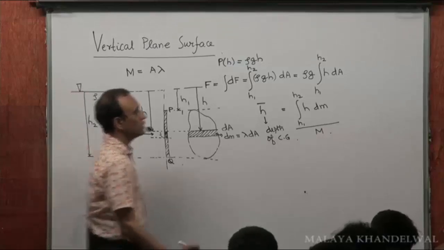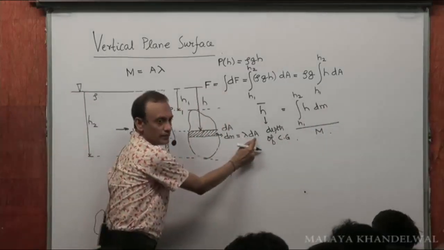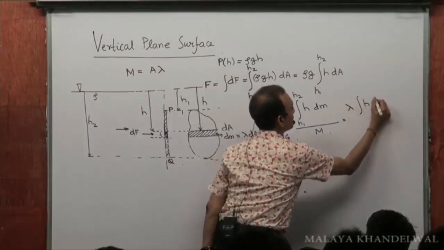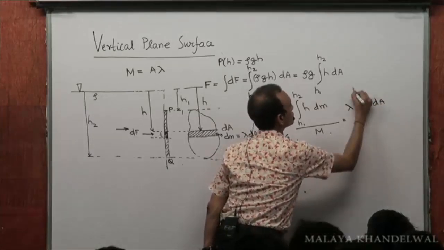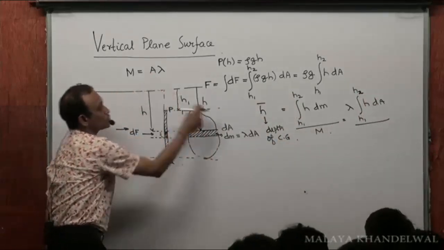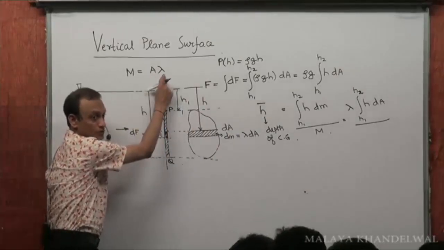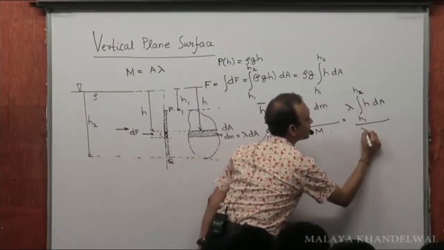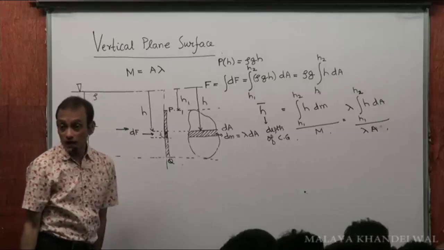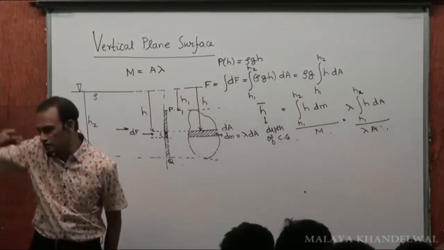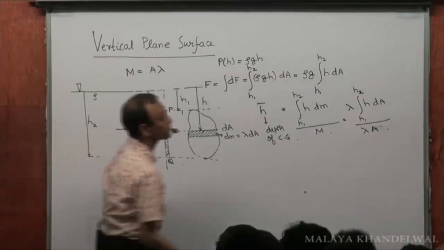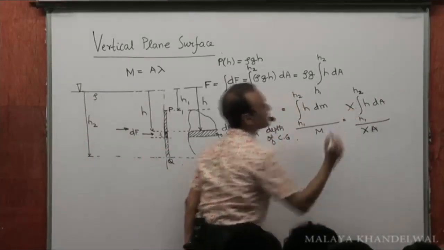Yes or no? Now dm, the mass of this element, is lambda into dA, right? So this is lambda coming out, h dA, h1 to h2. Yes or no? Divided by the total mass. The total mass would be the total area A into lambda. That will give me the depth of the center of gravity of this vertical surface. Yes or no? Lambda then will be taken care of.